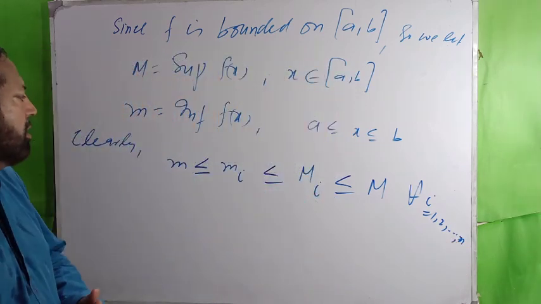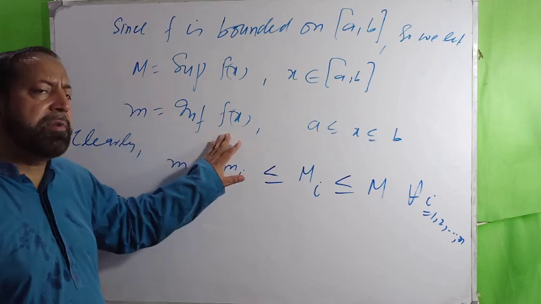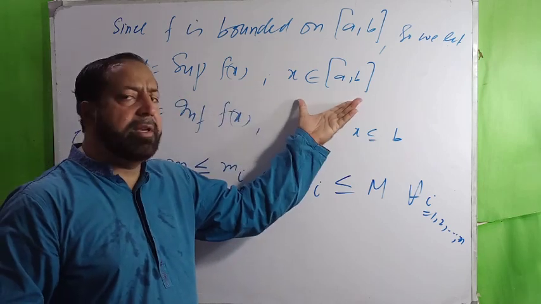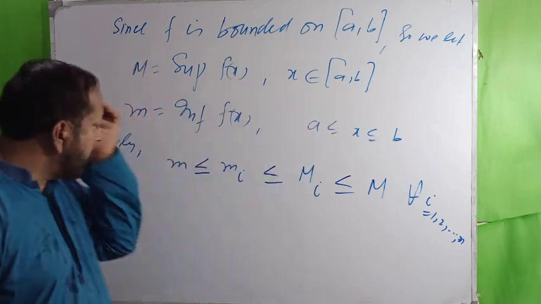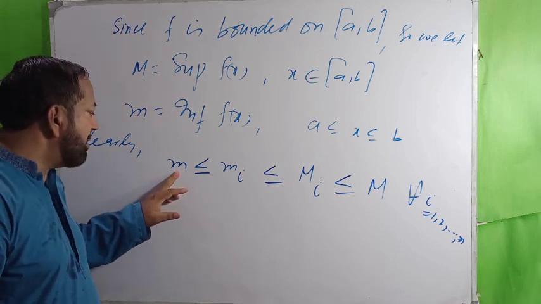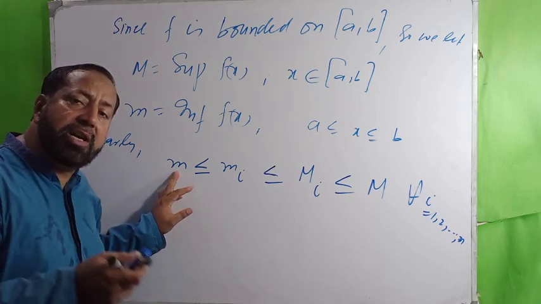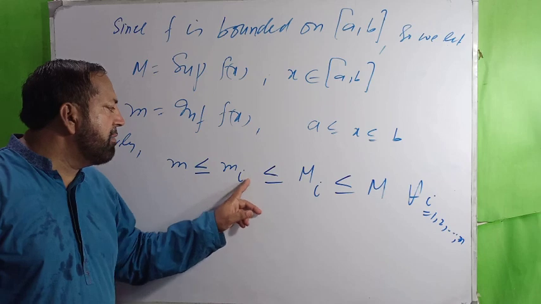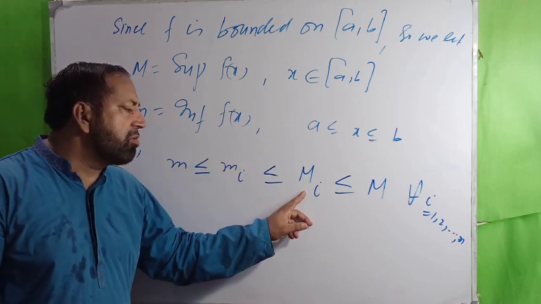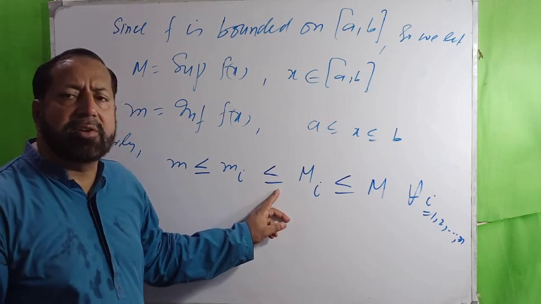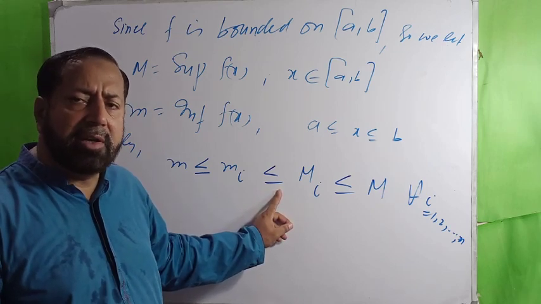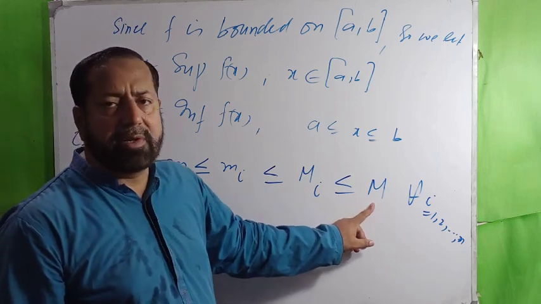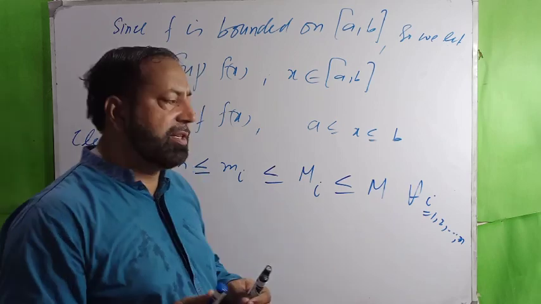You see, small m is the infimum of your function within the domain [a,b] and capital M is the supremum of your function within the domain [a,b], so we must have this relation. Small m is the infimum of the function over the entire interval, so it must be less than or equal to mi, which is the infimum of the ith interval. Equality is possible if the function is constant, then supremum and infimum are both equal. That's why in general we can write m is less than or equal to mi, which is less than or equal to capital Mi, and this must be less than or equal to capital M. Okay, now you multiply with delta xi.